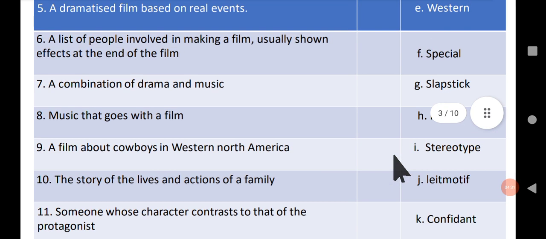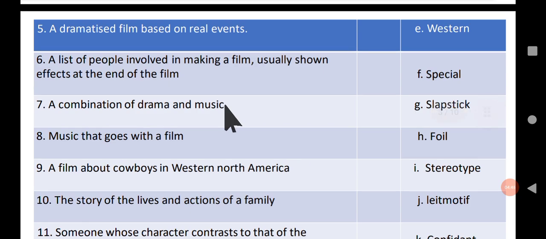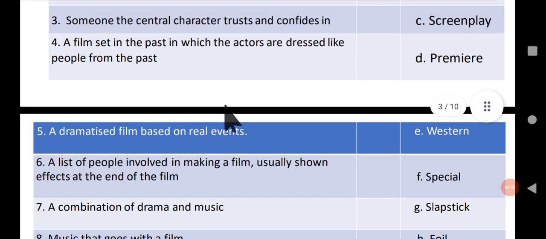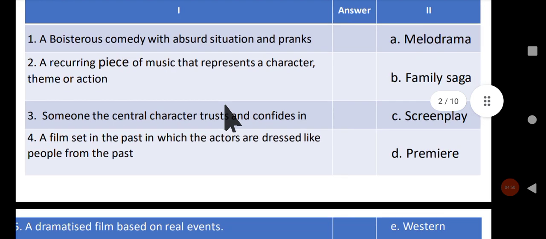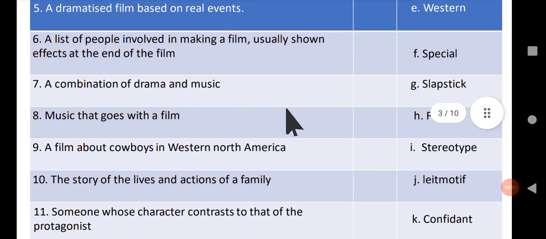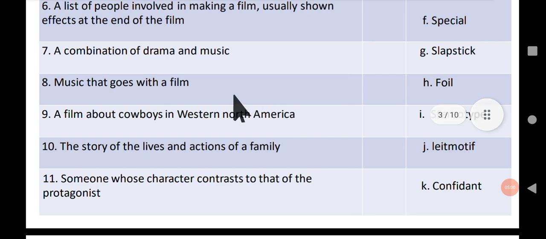Next one, a combination of drama and music both. In olden days this type of mix of drama and music would be there. Nowadays it is really rare. No one makes this type of film now. What is it called? It is called melodrama. Melo means singing, drama is acting, so the combination of both is called melodrama.